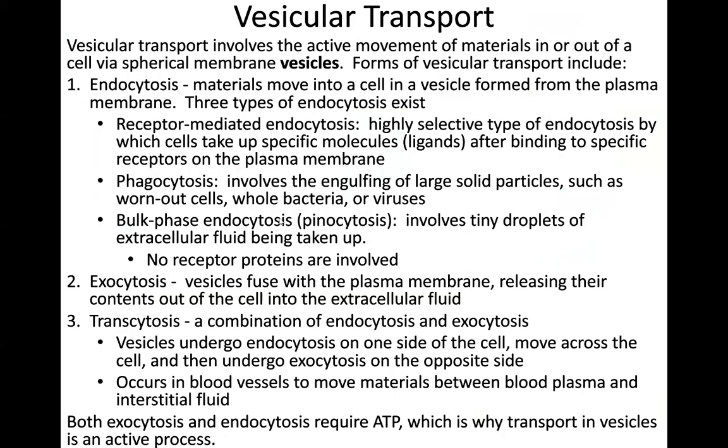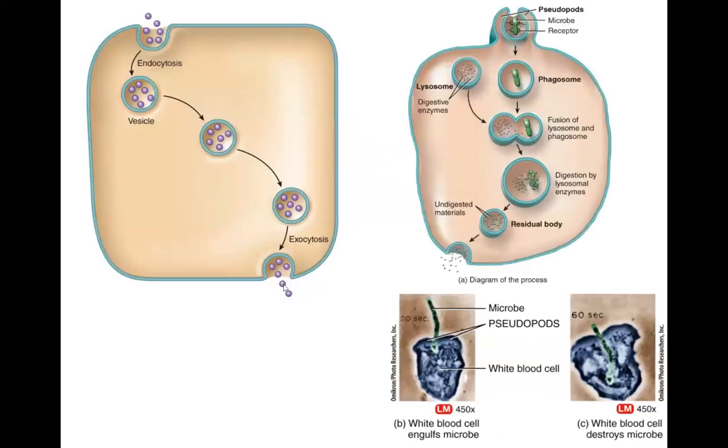And then bulk phase endocytosis, which is also going to go by pinocytosis, is like cell drinking. It's going to involve tiny droplets of extracellular fluid being taken up, and a difference between it and receptor mediated is no receptor proteins are involved. The opposite of endocytosis is exocytosis. So think of this. We said this was endocytosis. Think of this like exit cytosis. This is where stuff exits the cell, where we fuse the vesicle with the plasma membrane, releasing the contents out of the cell into the extracellular fluid. So it's just the reverse of endocytosis.